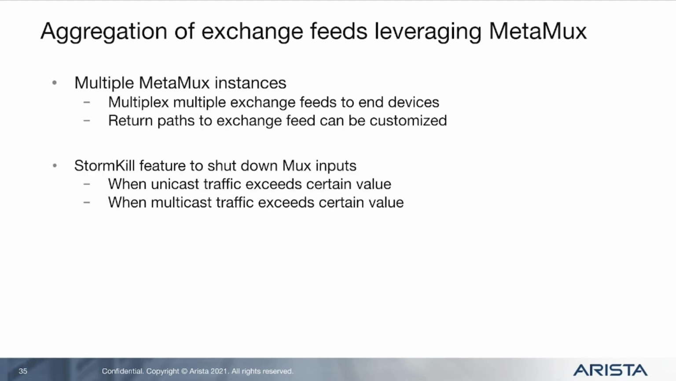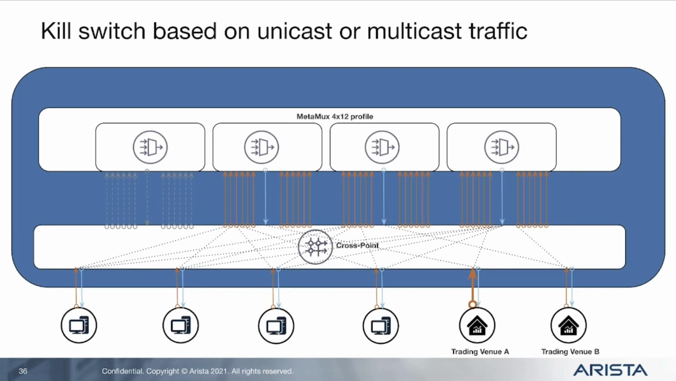Metamux also offers the storm kill feature to protect MUXes from badly behaving inputs. To this end, we can disable certain ports when either unicast or multicast traffic exceeds a certain threshold. In this example, an event occurs in trading venue A that causes a large amount of data to be sent into the system.